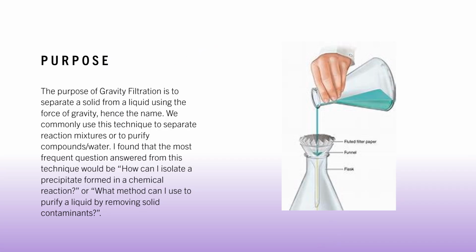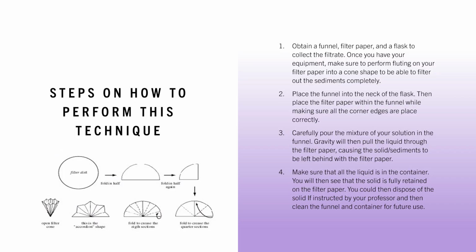So the purpose of gravity filtration is to separate a solid from a liquid using the force of gravity, hence the name. We commonly use this technique to separate reaction mixtures or to simply purify compounds in water. I found that the most frequent questions answered from this technique will be, how can I isolate a precipitate formed in a chemical reaction, or what method can I use to purify a liquid by removing solid contaminants?